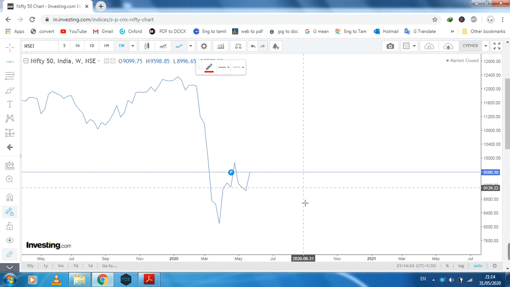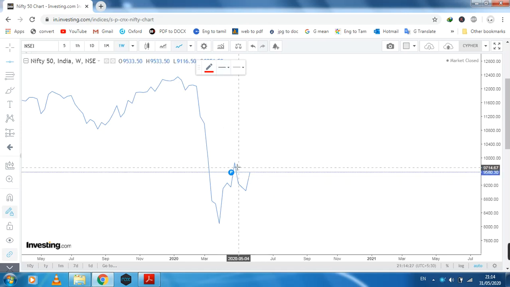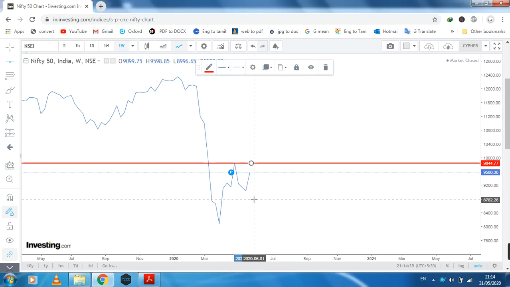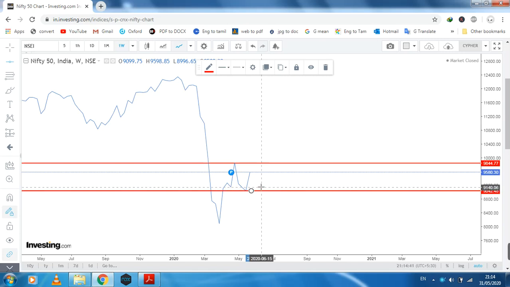Monthly is red. Okay, monthly and weekly are red. This is the next resistance level for the current market. This is the previous low. This is the support for the current market. These two are intermediate, but this is not a good support or resistance. These are very good supply and demand areas.